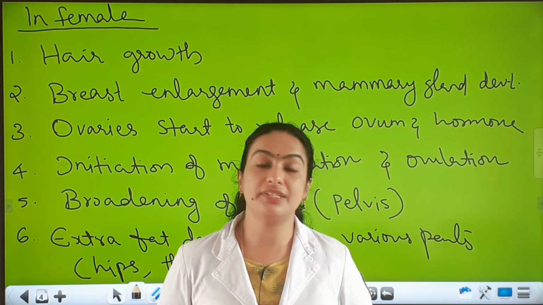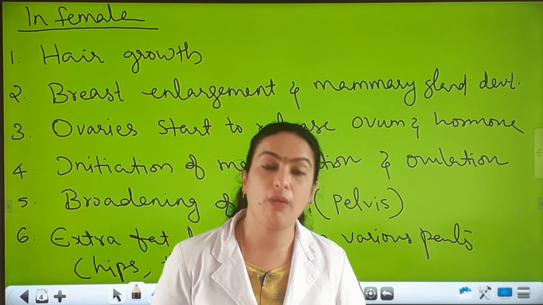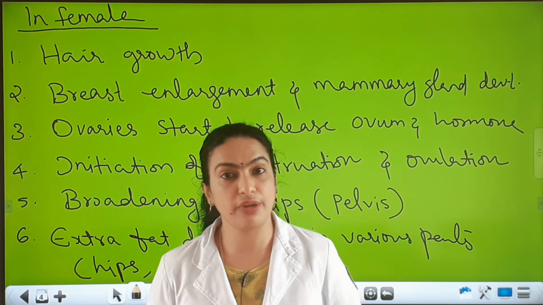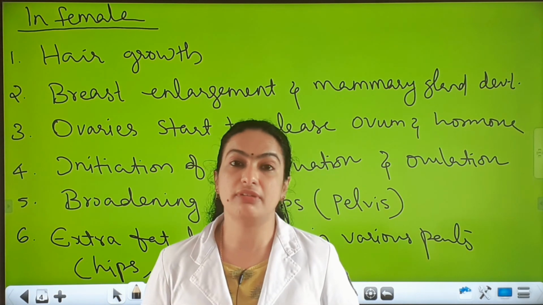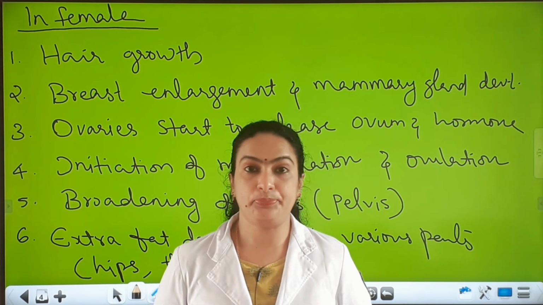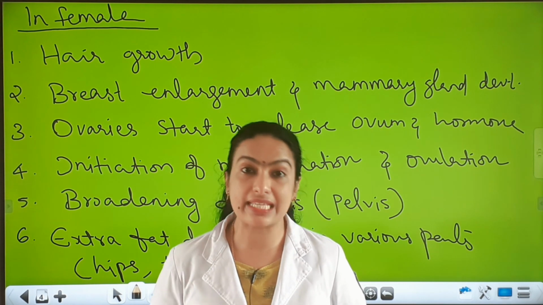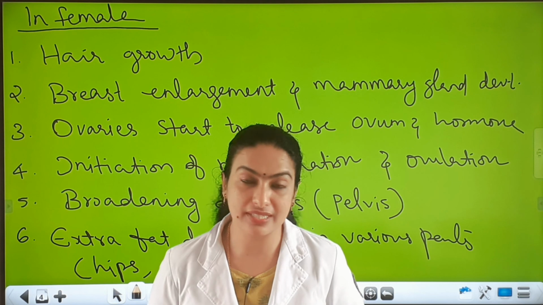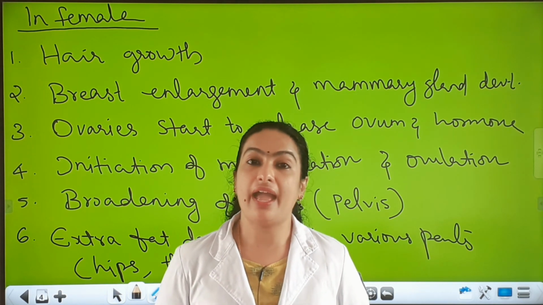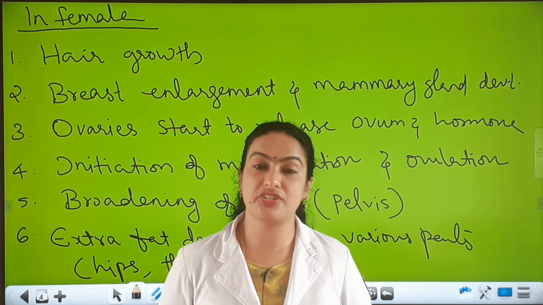All the secondary sexual characters in boys are triggered by the production of testosterone by the testes, and all the secondary sexual characteristics in girls are triggered by the hormone estrogen secreted by the ovaries. Hope you understood everything about the secondary sexual characteristics and the basis of reproduction in human beings.